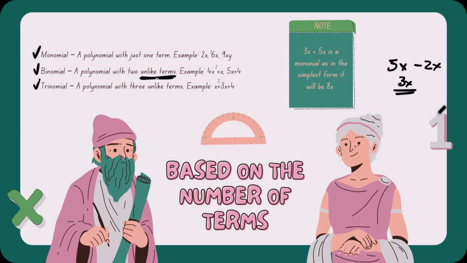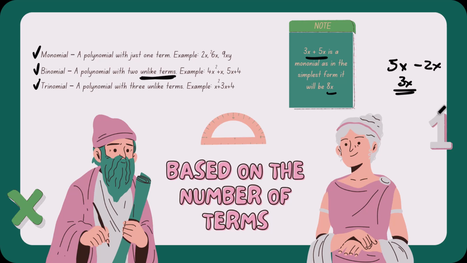So you should make sure it should only be unlike terms. When there are only two unlike terms, then it is called a binomial. So 4x squared plus x is what? A binomial. Bi means 2, okay? 5x plus 4 is a binomial. Can we simplify it? No. For example, 3x plus 5x, is it a monomial? Yes. Why? Because when we have 3x and 5x, we add them. These are like terms, and like terms get simplified. So you'll get 8x. 8x is what? A monomial. So be very careful. You have to say a polynomial with two unlike terms is called a binomial.